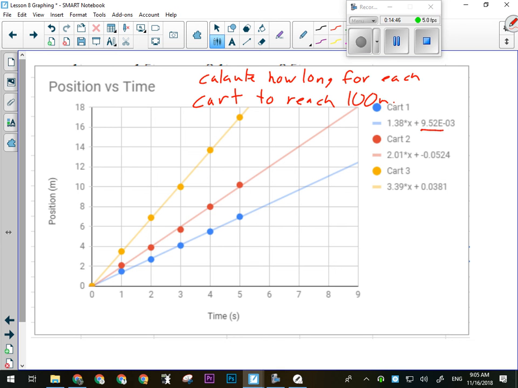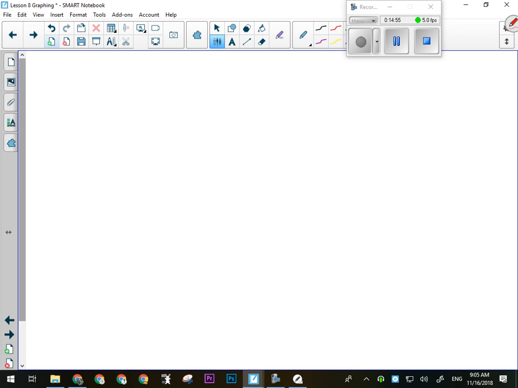How many people are having trouble with this number? Okay, I kind of thought that. So let's talk about what that number means. Okay, I'm just going to take the graph off here for a second. Okay, if I'm given a number like this, it says 9.52, and then it says like E -3, okay? What they're saying is this is 9.52 times 10 to the power of -3.